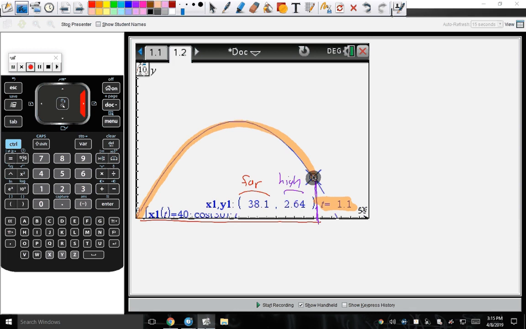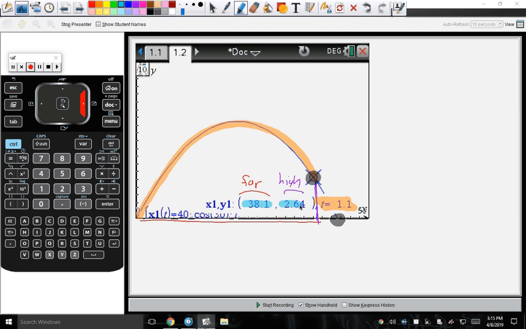Can someone tell me, how would I see how far the ball travels? What is it that I'm concerned with? What is 0? When it crosses the x-axis. We want to know, when it crosses right here, which of these numbers, you tell me, will be 0?